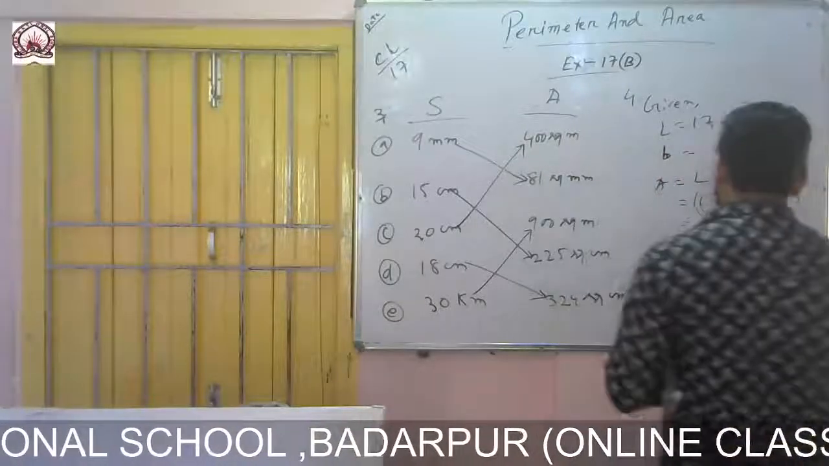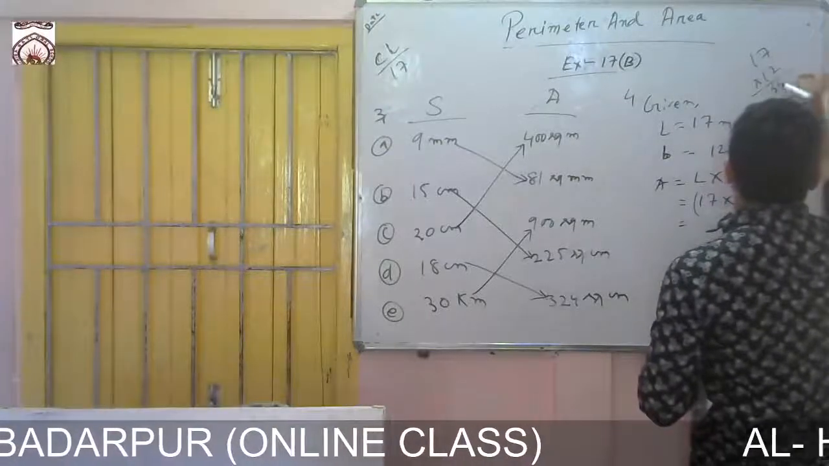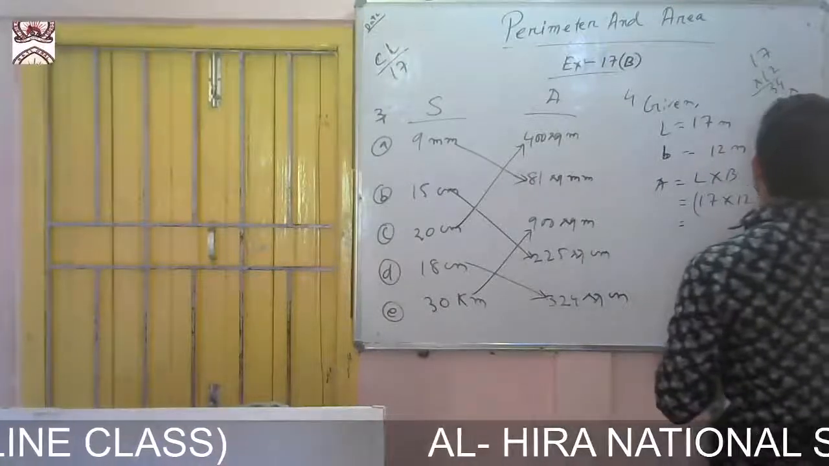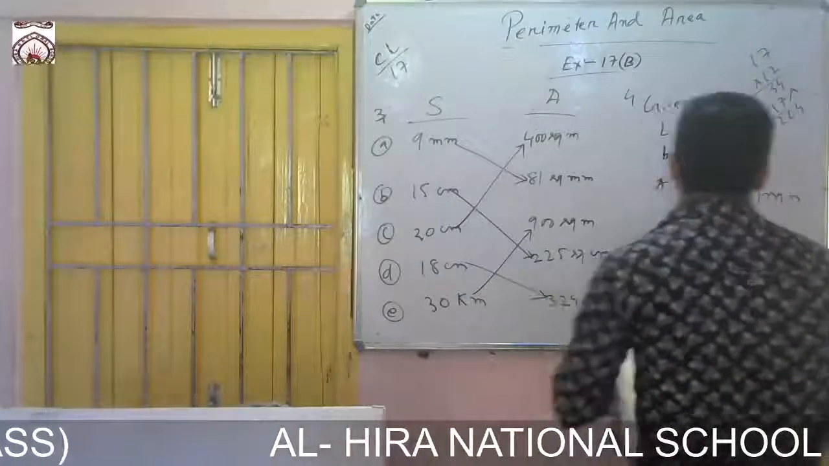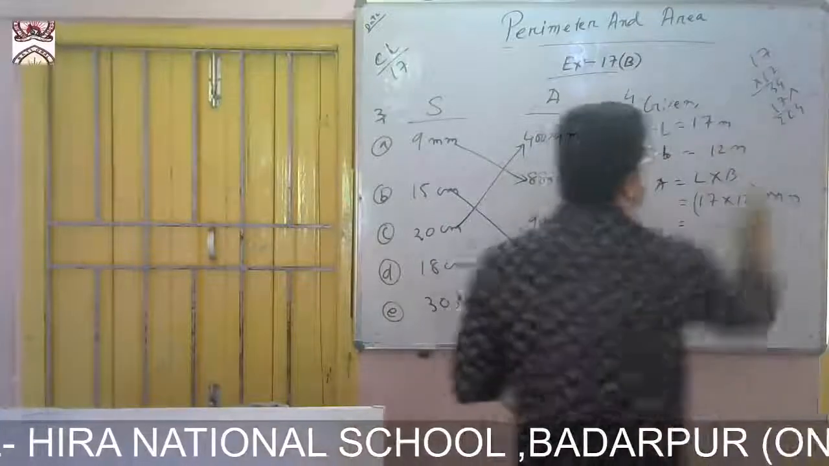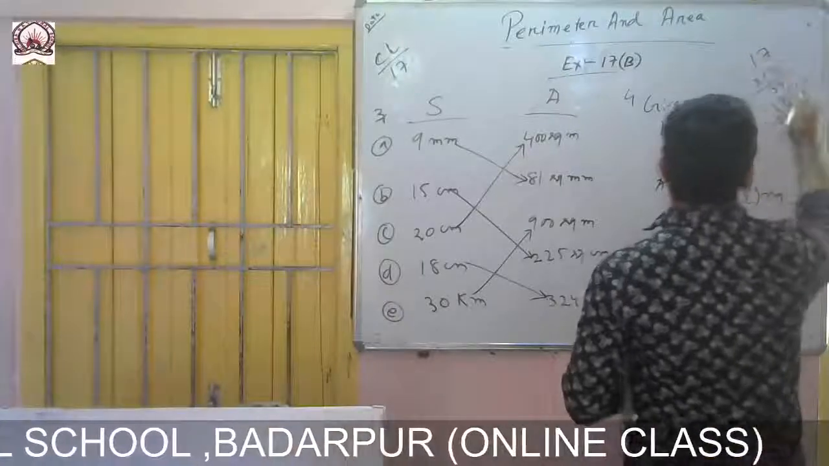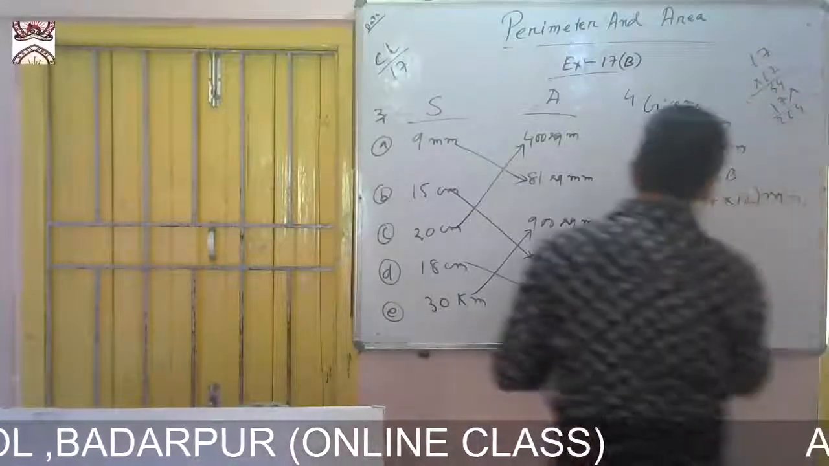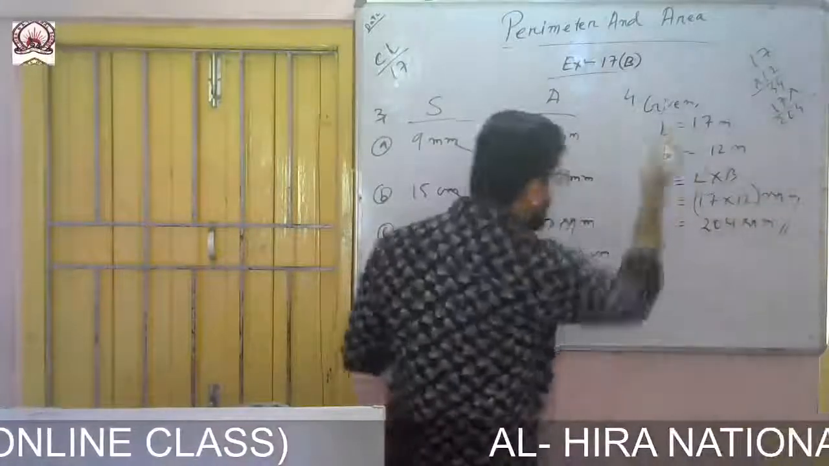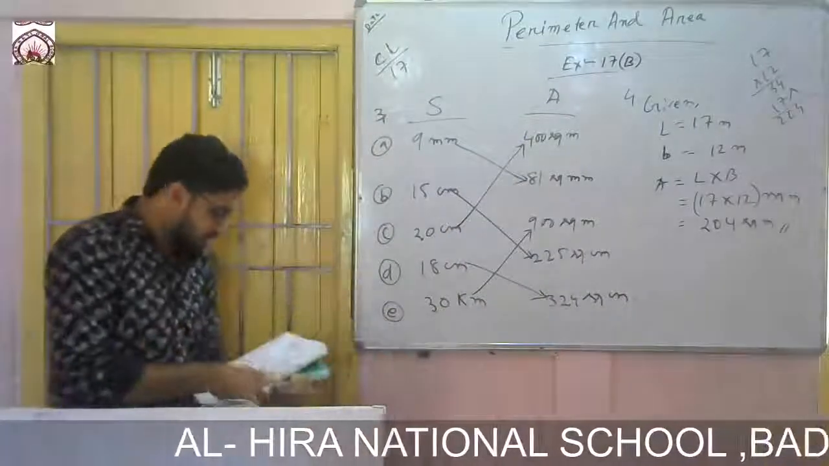So it will be 17 and 12. So 4, 10, 2, 204. So you will be doing like this. You see, just length into breadth. 7 2s are 14, 2 1s are 2, 3. Then 7 1s are 7, 1 1 is 1, 4, 7 plus 3, 10, 204 square meter. So these all are the same. Question number 4 you will be doing like this, all are the same.